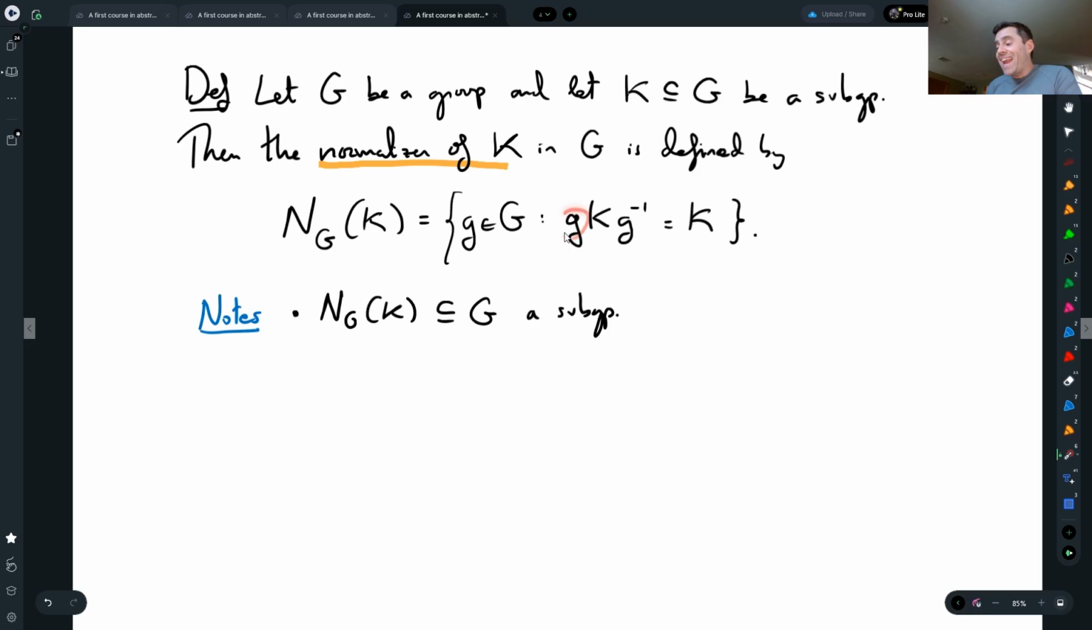And if g and h, when you conjugate by g, you get K, and when you conjugate by h, you get K, then if you conjugate by g times h, you will also get K. So it is closed under inversion and under multiplication. The identity element is, of course, in the normalizer, so it is a subgroup. Second, notice that if the normalizer is all of G, then that means that for every g, this identity is true, and therefore it means that K itself is normal in G.